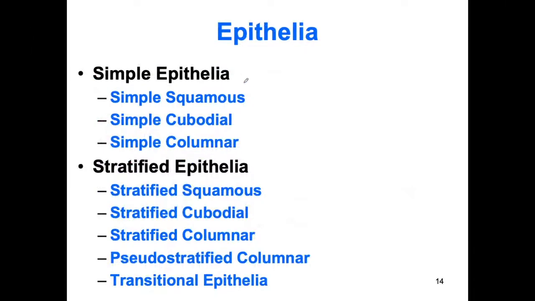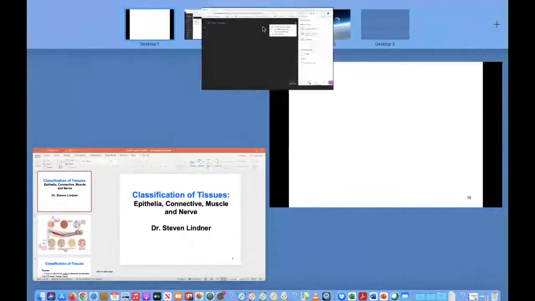Okay, so simple epithelium, we have simple squamous, simple cuboidal, simple columnar, and under the stratified, we have the same three: stratified squamous, stratified cuboidal, stratified columnar, and then the two unique ones: pseudo-stratified columnar, and transitional. Good place to take our first break.